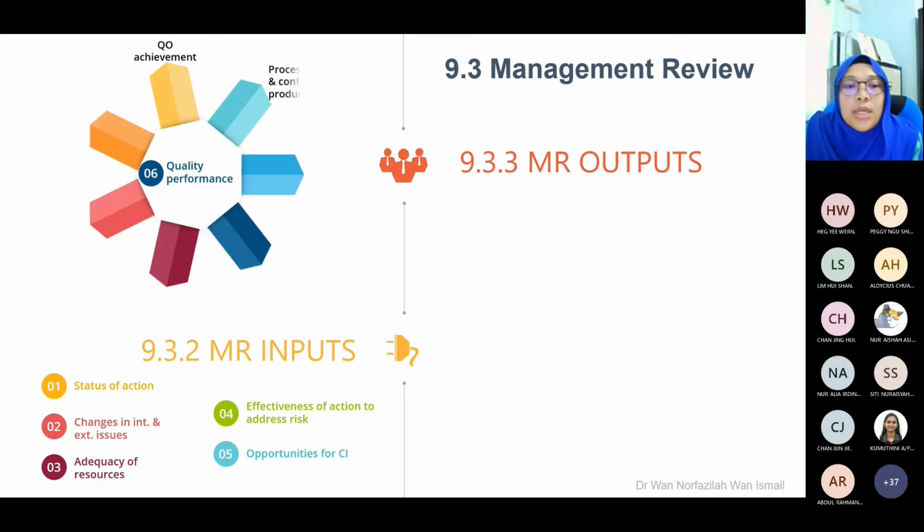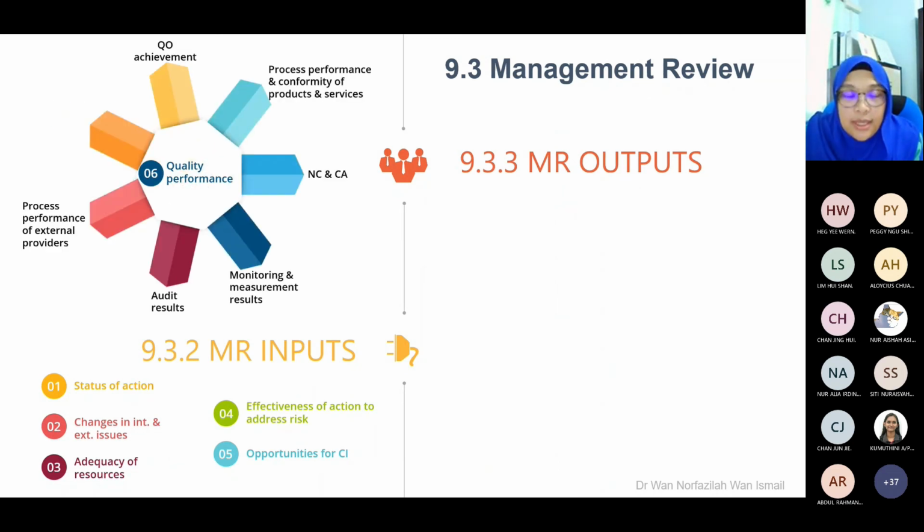That one is also management review inputs. And the last one is on quality performance. Okay, what are the criteria of quality performance that you need to report during management review? It include the quality objective achievement. If you have 3 quality objective, what is the degree of achievement right until the management review meeting? Okay, process performance and conformity of your products and services.